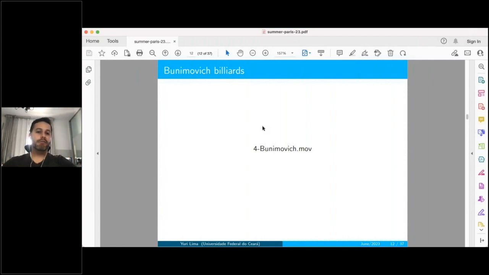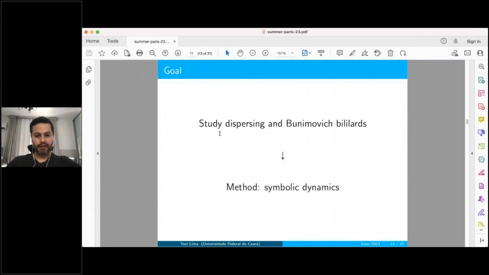And what is nice about billiards is that we can get to the three classes just by changing the shape of the billiard. Okay, so this almost concludes the first part of my talk, because now I'm going to aim at something. So what is the goal of my talk now? The goal of my talk is actually to focus on this third class of the billiards, the ones which are chaotic, so dispersing and Bunimovich ones, and to try to understand them from some perspective.